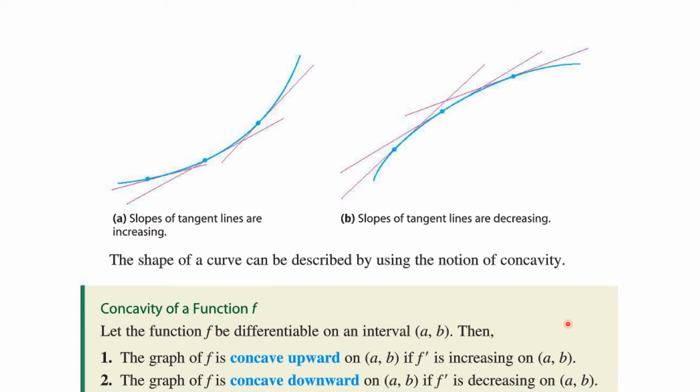So we define concavity of a function f then. Let f be differentiable on an interval AB. Then the graph is concave upward if f prime, the derivative, is an increasing function on AB. And the graph is called concave down on AB if, again, the derivative f prime is decreasing on AB. So this one is concave up, this one is concave down.